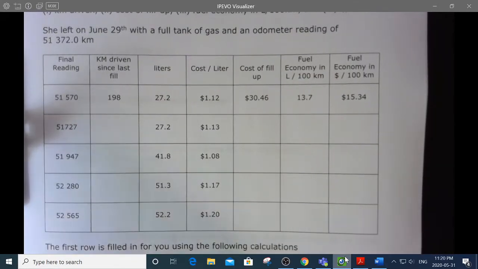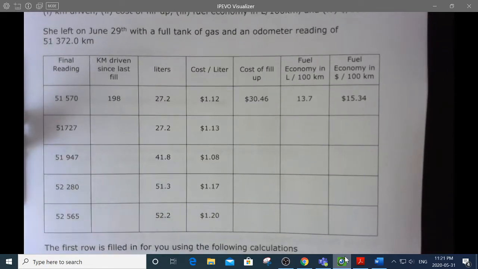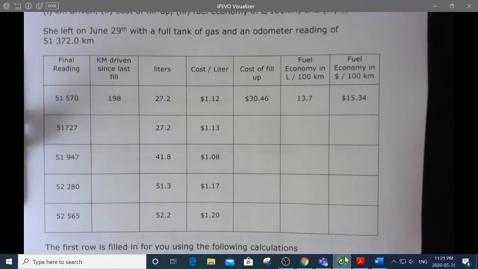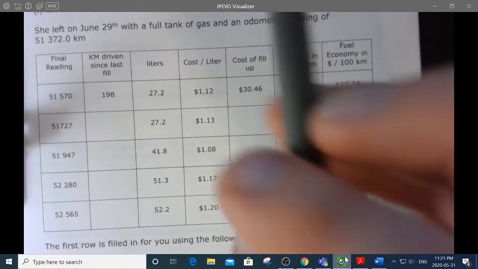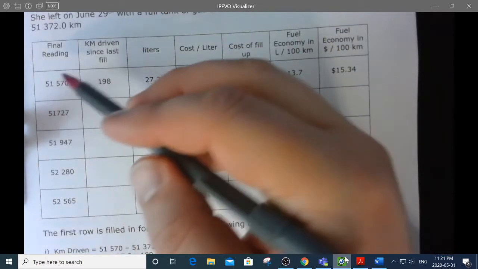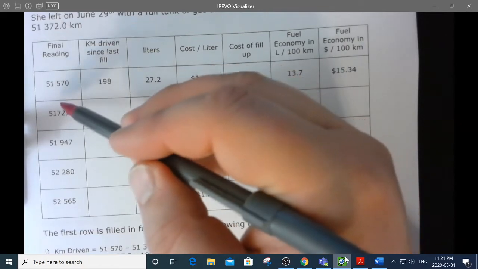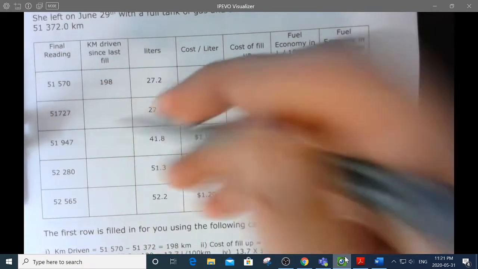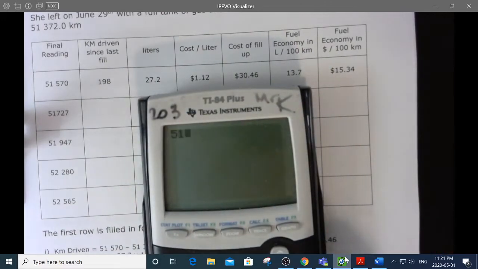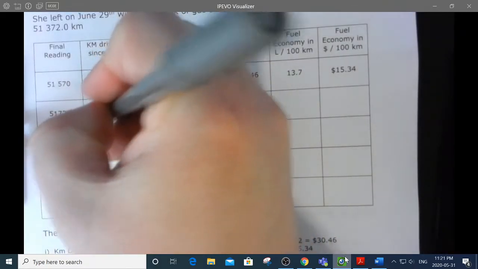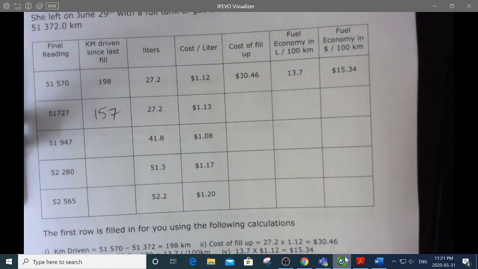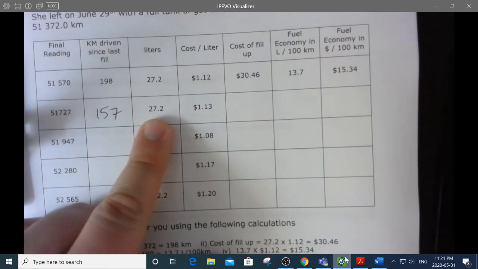Okay, this is where the bulk of the work in this assignment comes from. So for the next row here, they give us the first row and show us how they do it. So for the second row, the kilometers driven is going to be 51,727 minus 51,570, which is equal to 157 kilometers.